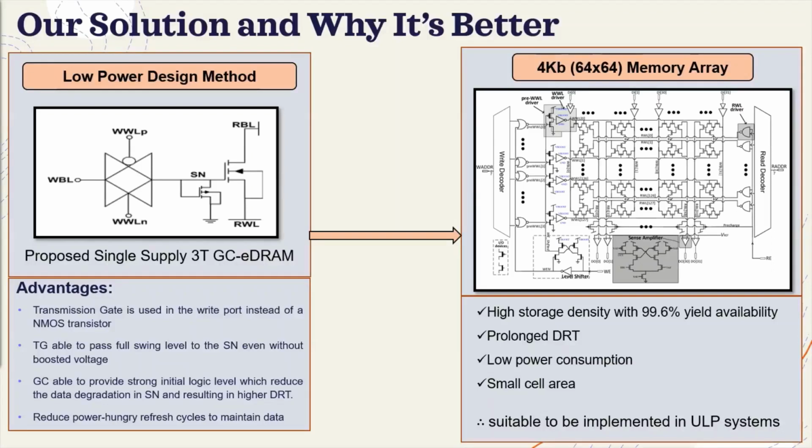A 4 KB memory array architecture based on the proposed gain cell is implemented using 130nm standard CMOS technology. The proposed cell exhibits several advantages as compared with the conventional GC-eDRAM and SRAMs. The proposed single supply 3T GC has high storage density with 99.6% yield availability. With its low-power design technique, it achieves prolonged DRT that helps in reducing data degradation rate in the storage node and consequently leads to lower power consumption. Lastly, it has smaller cell area than SRAM, thus the proposed single supply 3T GC-eDRAM is suitable to be implemented as cache memory in ultra-low power systems.